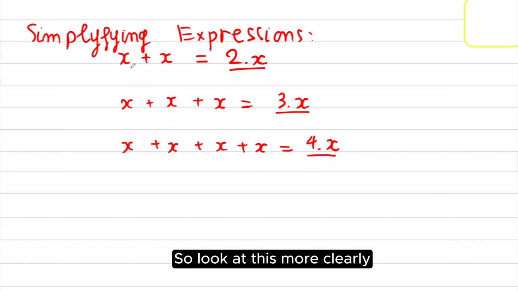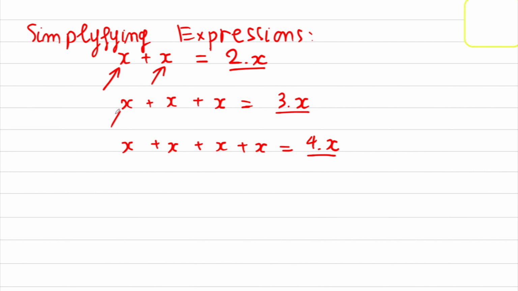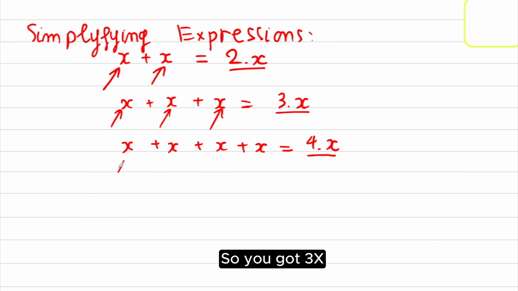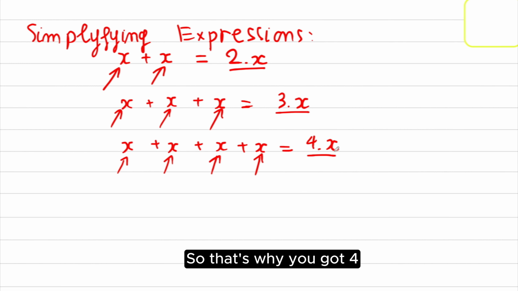So look at this more clearly. You've got x plus x equal to 2x. So why do you have the number 2 here? Okay, very easy. You've got 1x here and 1x here, so 1 plus 1 gives 2x. For the next one, 1 here, 1 here, and 1 here gives 3x. And with four of them, 1, 1, 1 and 1, that's why you got 4.